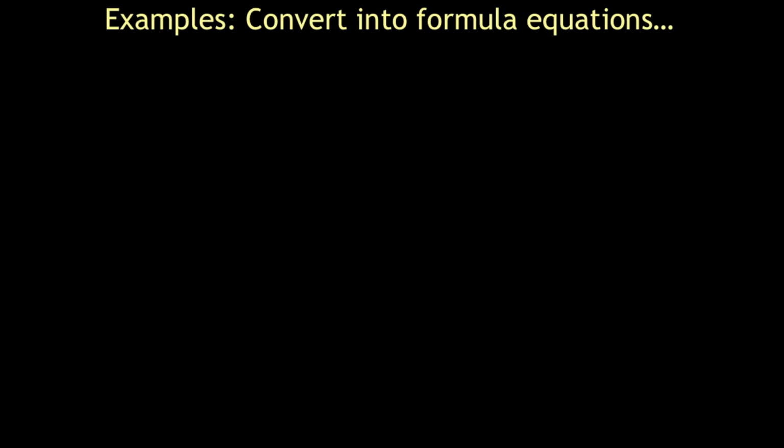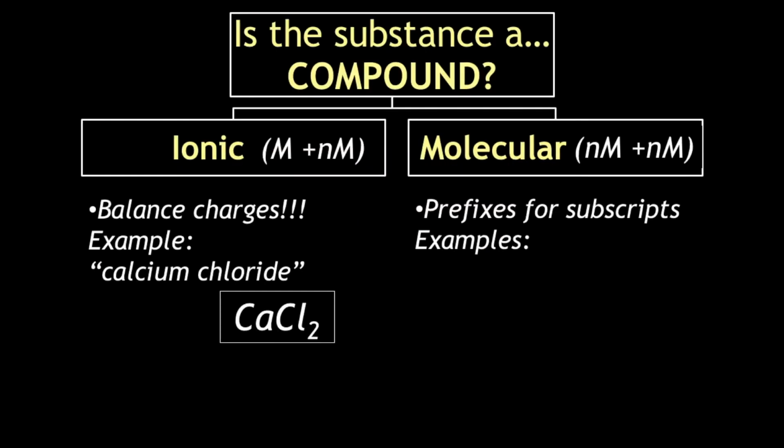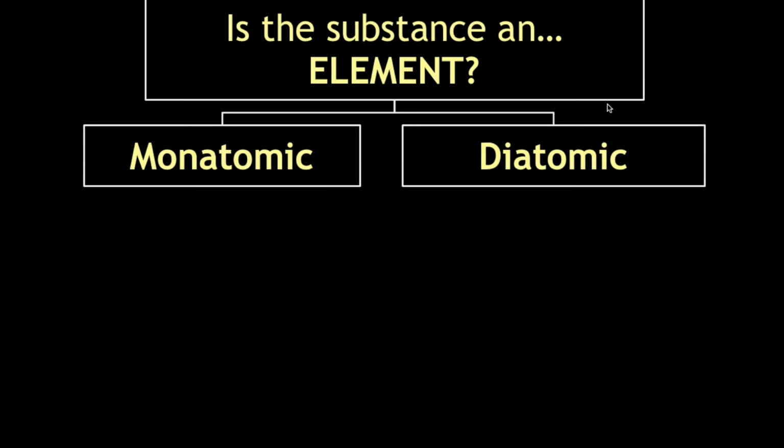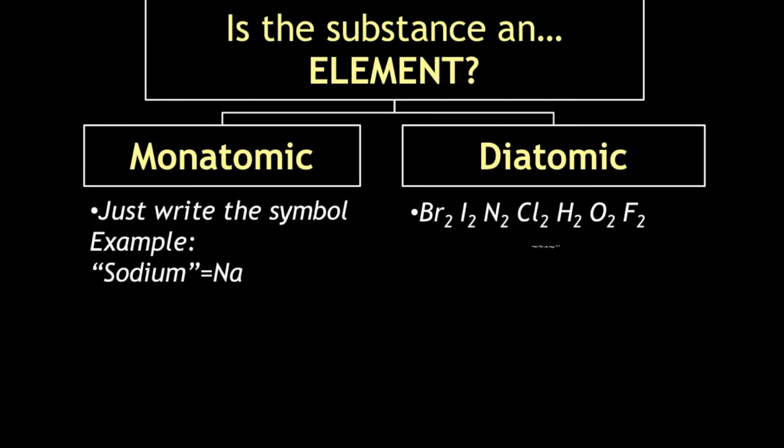So let's do some examples. I would like to go over it one more time. If you are trying to change a word equation into a formula, first you need to determine if it's an element or a compound. If it's an element, it's either monatomic or diatomic. If it's not one of the 7 diatomics, it's monatomic, and you would just write its symbol. If it's diatomic, you would just have the subscript 2.